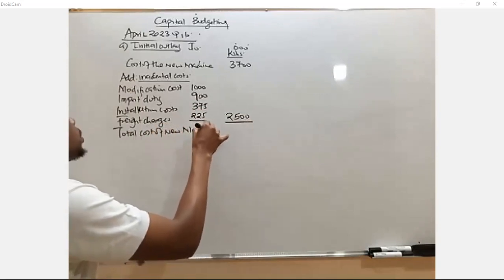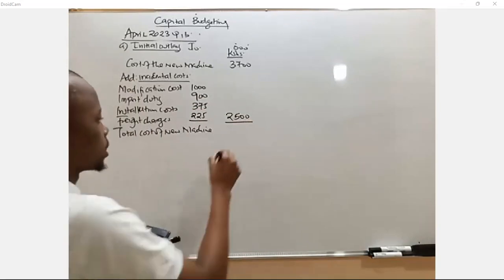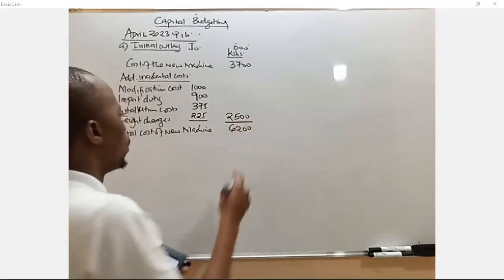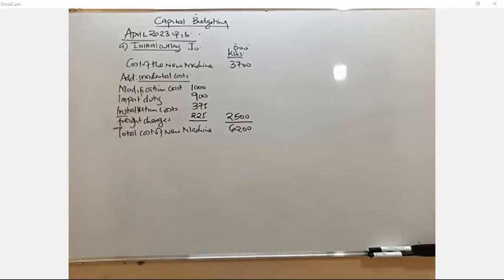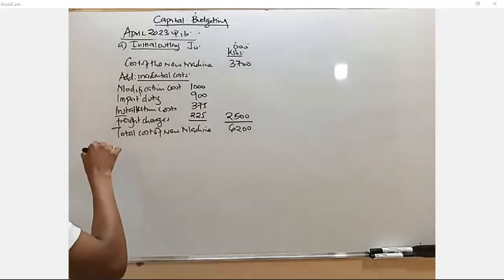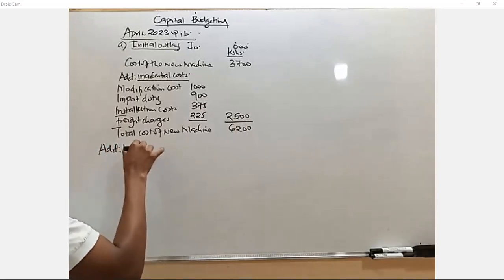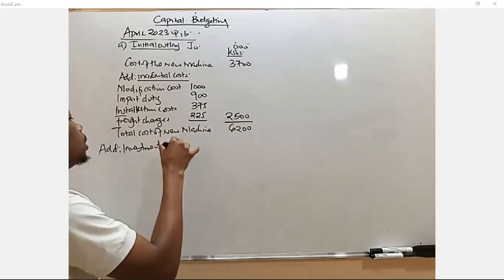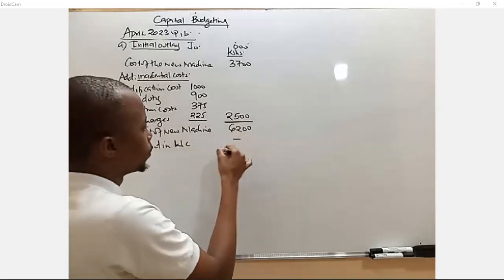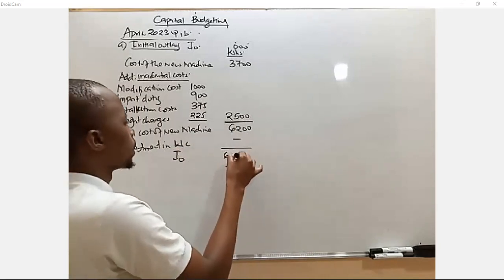What is the total cost of the new machine? It will be 2,500 plus that 700, getting 6,200. Always don't forget, if you are not disposing a machine here, the other part is irrelevant. Then if we add investment in working capital, we leave it there. So the total cost or our initial outlay will be equal to 6,200.